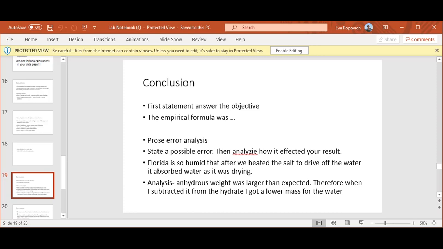The second sentence, you need to have a prose analysis of an error, one error. You have to look at the experiment and think what could have gone wrong. Then, after you propose that error, you have to look at it and say, okay, how did that affect my result?